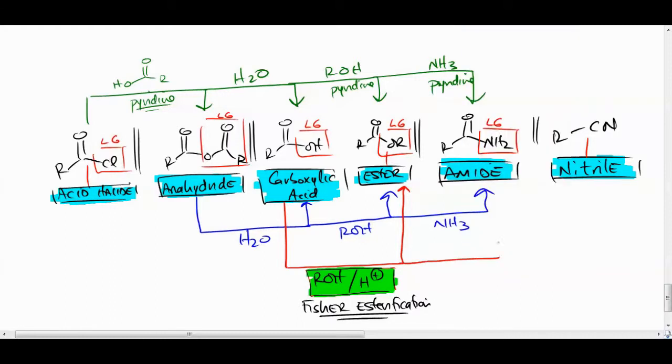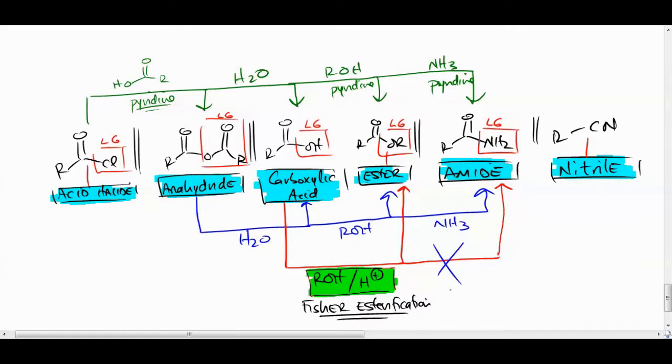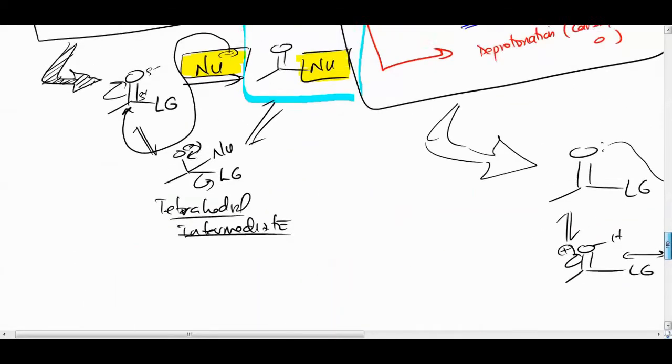From here, this is not going to happen. The reason why is because once you put in that amine to generate this, the amine actually just reacts with this proton here because it's basic. So this doesn't happen. So it doesn't do the substitution reaction that we talked about.